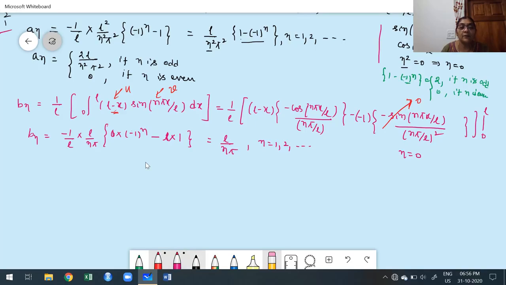What is my next step? I have to construct the Fourier series. f of x is equal to a naught by 2. a naught is L by 2, so a naught by 2 is L by 4. While writing the a n, we only consider odd values, keeping the constant 2L by pi square outside. Only odd values, n equal to 1, 3, etc. to infinity, 1 by n square cos of n pi x by L.